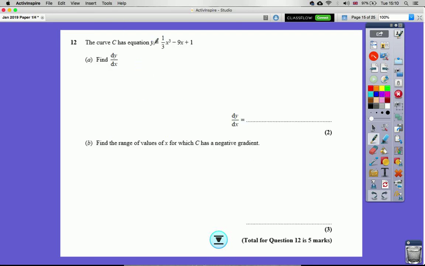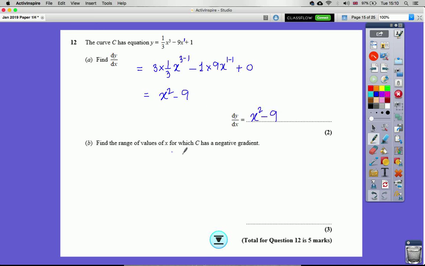The curve C has equation y is equal to 1/3 x cubed minus 9x plus 1. Find dy/dx. I bring the power to the front, multiply it by the term, and subtract 1 from the power. The 9x to the power of 1, so I bring the 1 to the front, times 9x to the power of 1 minus 1, and dy/dx of a constant, or just a number, is actually 0. So simplifying that, you will get x squared, and minus 9. So dy/dx is x squared minus 9.